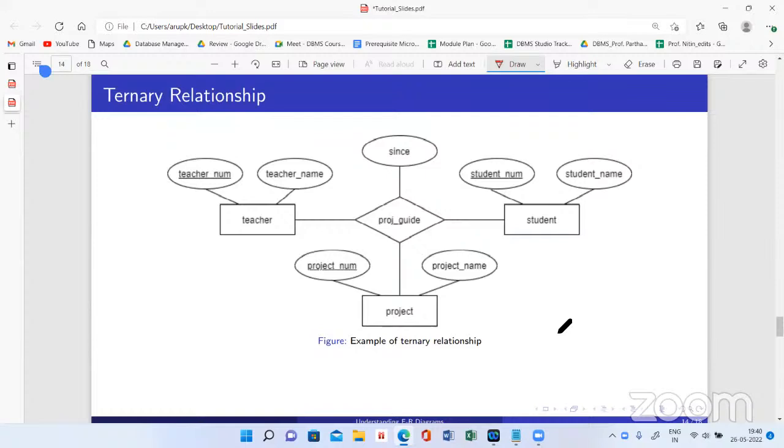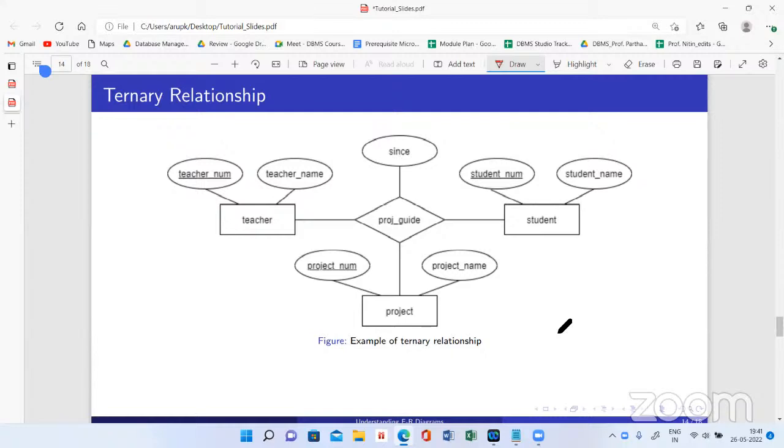Up to this point we have done all the binary kind of relationships. Now we are looking into a ternary relationship, where a teacher guides a student on a project, and all are n to n, many to many. Ternary means three only; quaternary means four. The situation is the same if it is more than binary.